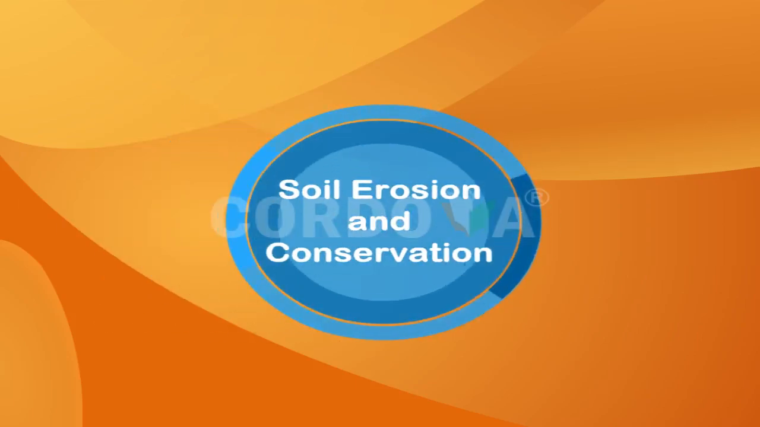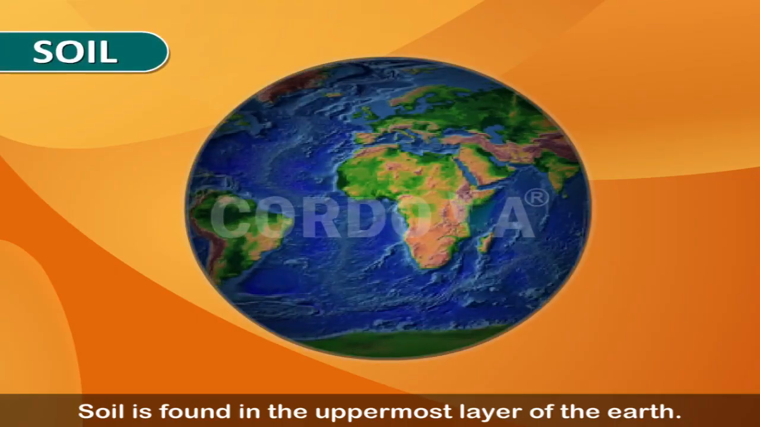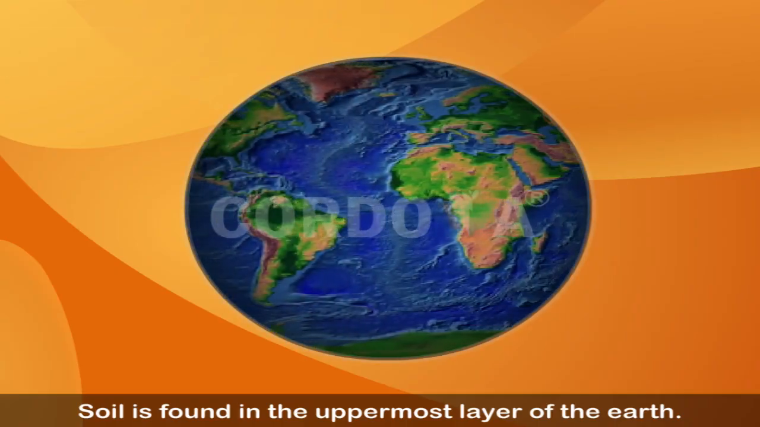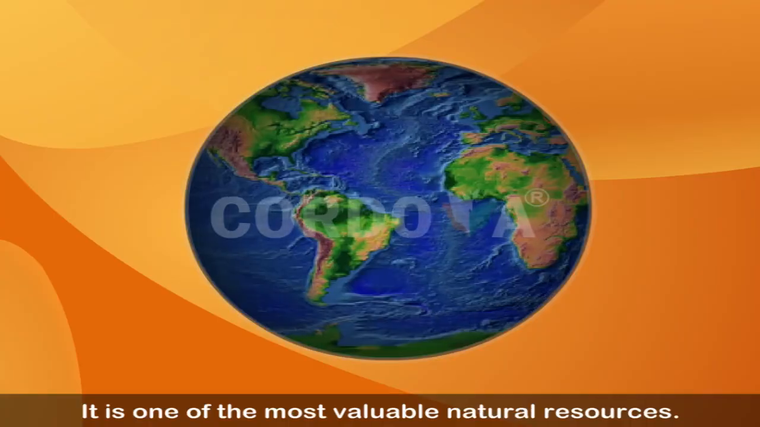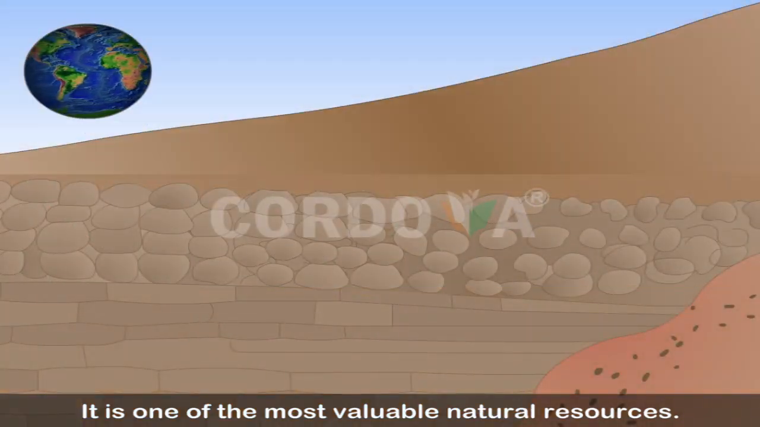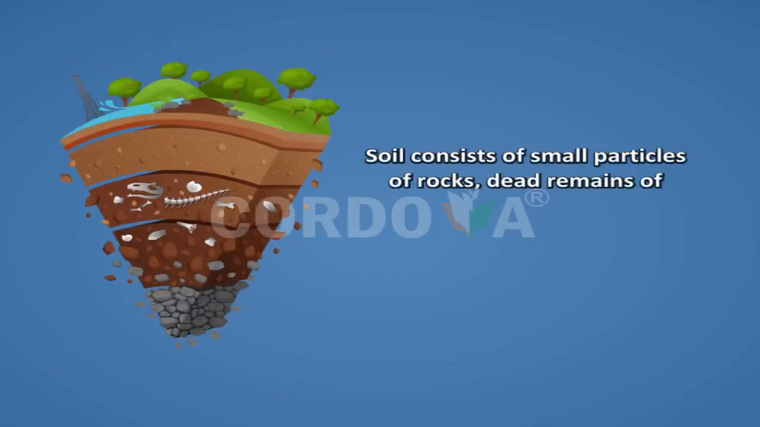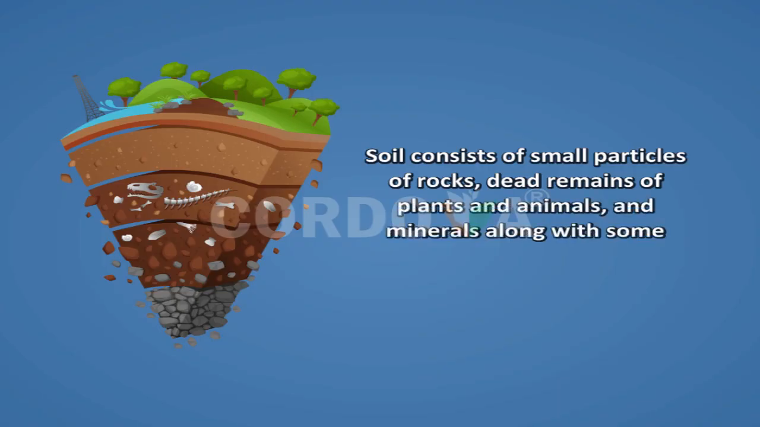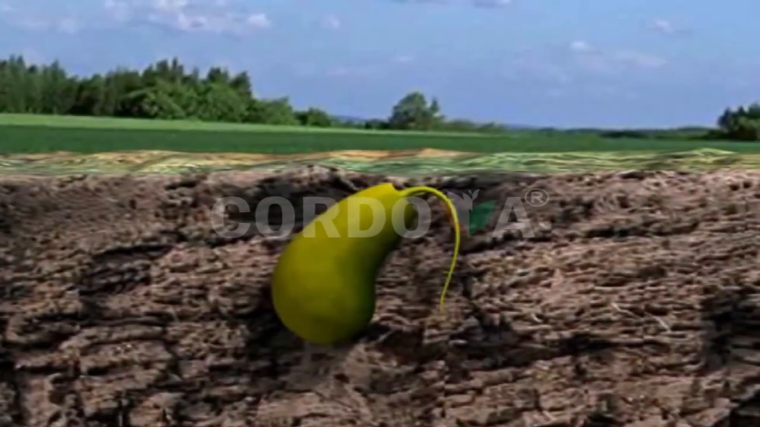Chapter 6: Soil Erosion and Conservation. Soil. It is found in the uppermost layer of the earth. It is one of the most valuable natural resources. Soil is a layer of small particles of broken rocks, organic matter, dead remains of plants and animals, and minerals, along with some amount of water and air.